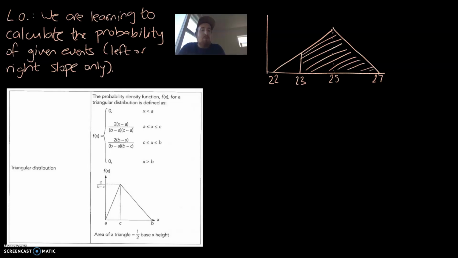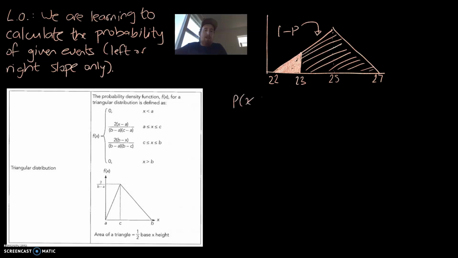To do this question, we're not actually going to calculate this big shaded area. What we're going to do is calculate the smaller triangle down here. We're going to calculate that smaller triangle, and then we're going to go 1 minus that probability to find the larger shape within there. So let's get into this question.